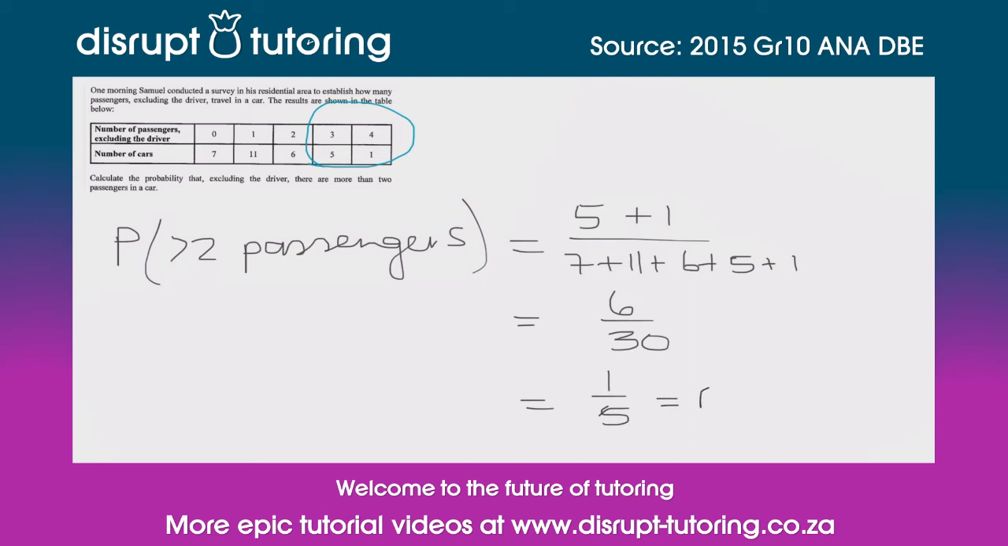We can also write it as 0,2. We can also write it as 20%. So 20% of the cars had more than 2 passengers in it. So that would be the probability, as if you chose a car at random, how many passengers would there be? It would be around 20%.